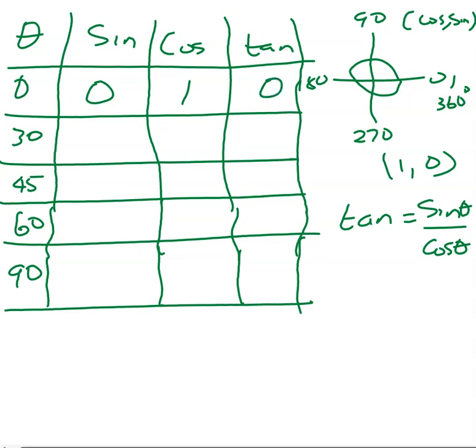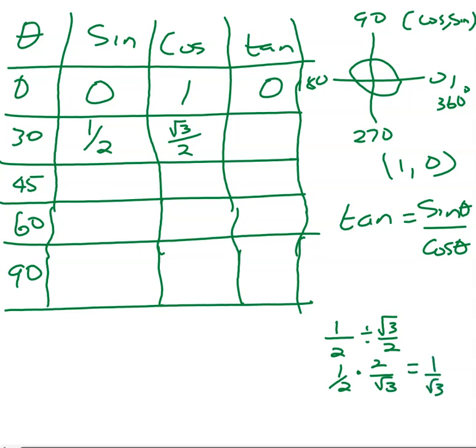What about 30? The sine of 30 is 1/2. The cosine of 30 is square root of 3 over 2. And then the tangent of 30, let's do some rough work, is going to be sine over cosine, 1 over 2 divided by root 3 over 2, which is going to be 1 over 2 multiplied by 2 over root 3, which is 1 over root 3. And then you rationalize this radical, multiply by root 3 over root 3, which is going to be root 3 over 3. So this is going to be square root of 3 over 3.